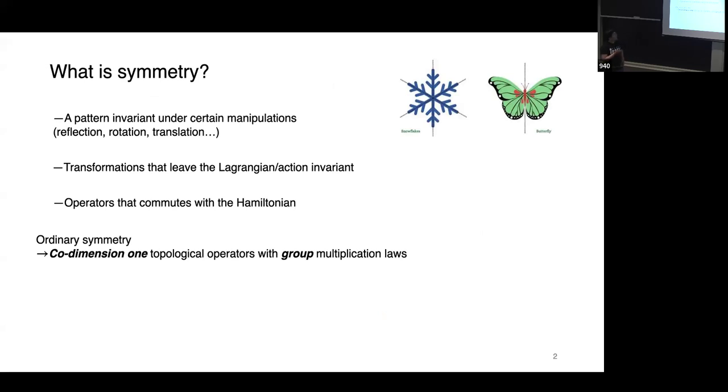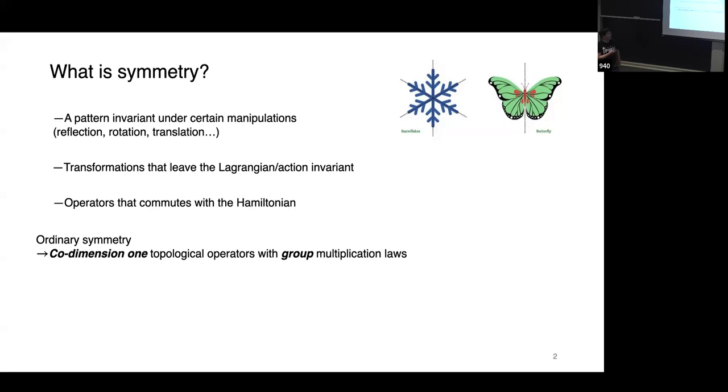And first, what is a symmetry? Why is symmetry important? A symmetry in nature is a pattern that is invariant under certain manipulations like reflection, rotation, or translations. In a physical system, it is a transformation that leaves the Lagrangian or the action invariant. In the quantum sense, it means that we have an operator that commutes with the Hamiltonian. Because they commute, we can diagonalize them simultaneously, and the symmetry will give us some degeneracies of the spectrum.